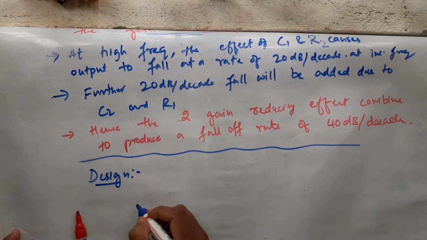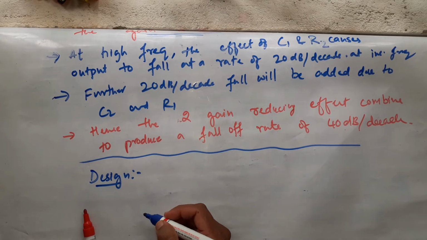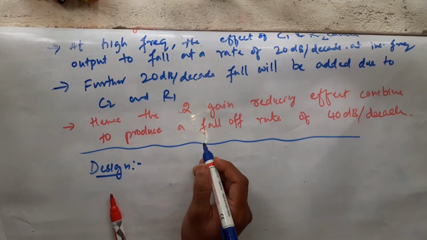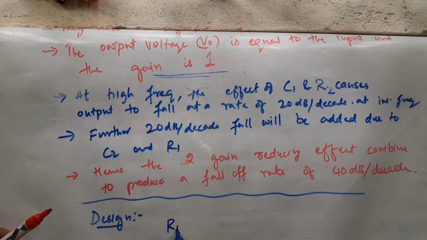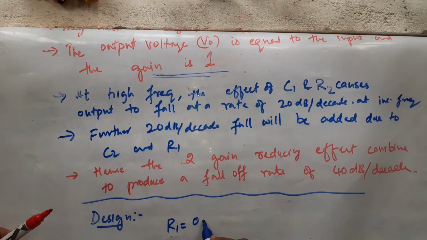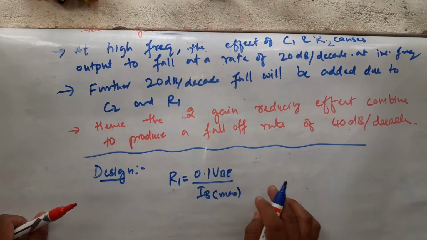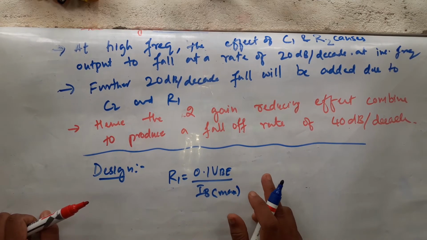Design means how will you get the values or with the equations? How will you determine the value of R1, R2, R3, C1 and C2? Now here you remember this formula, R1 equal to 0.1 VBE by IB max. This was your R1 in first order, right?